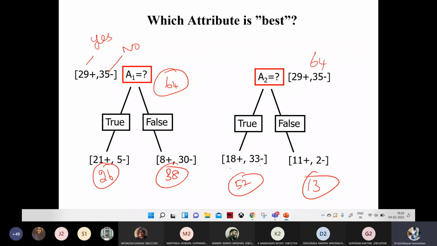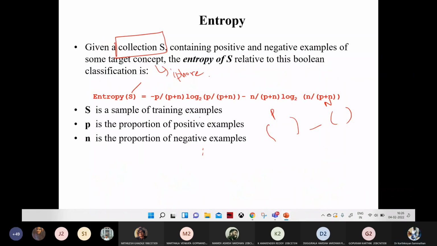Now we need to identify the best attribute, the best fit hypothesis for the decisions, right? So you can see the collection is given, S is a collection. This collection S contains both positive and negative examples of the same target. So now we need to calculate the entropy of S related to the Boolean classification. How do you calculate the entropy? S is the sample of training examples. P is the proportion of positive examples and N is the proportion of negative examples.